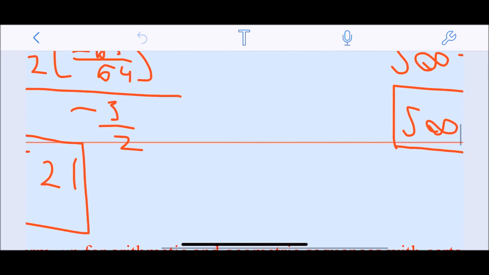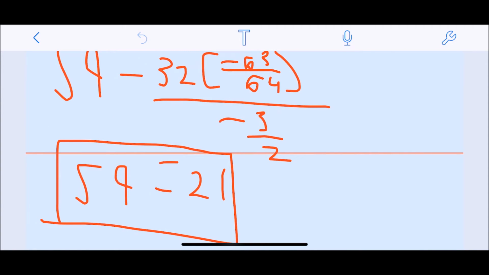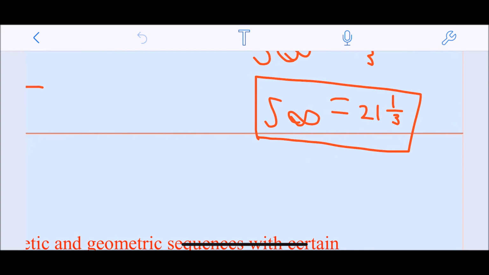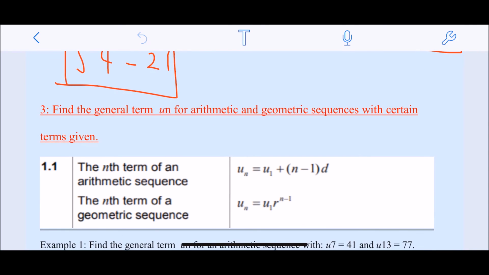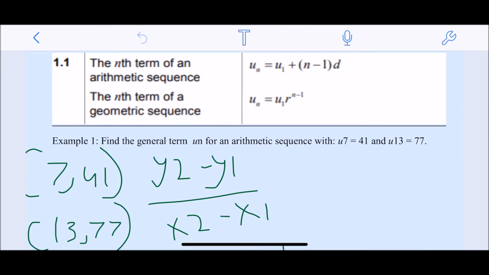Now for S of infinity, it's the first term divided by 1 minus r, so it's pretty easy. So it's 32 over 1 minus negative 1/2, so it's 32 over 3 over 2, so that's 64 over 3, which is 21 and a third. So as we can see, comparing it to S of 9, the sum of this series was getting close to its infinite sum.